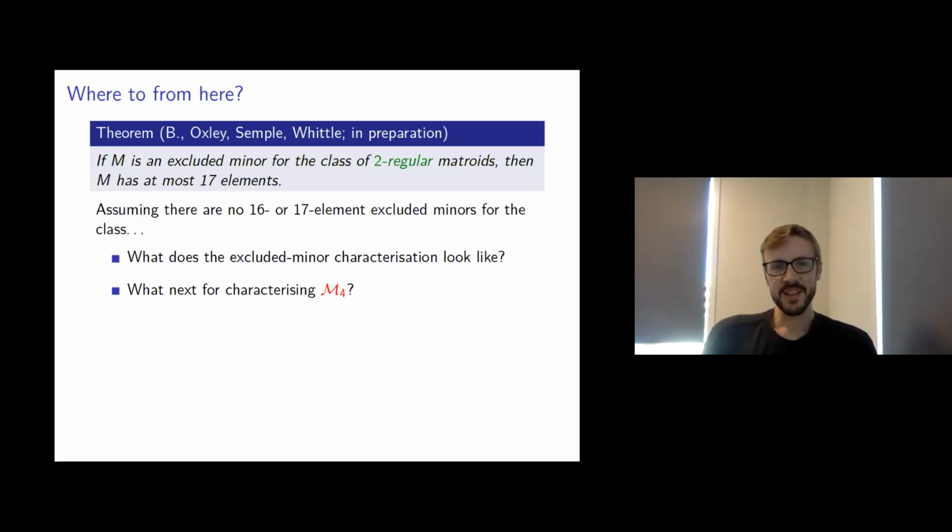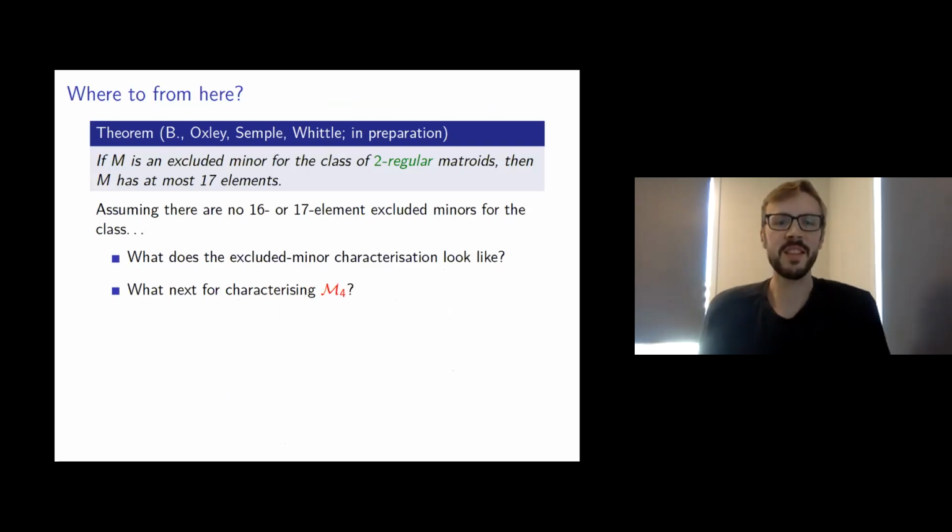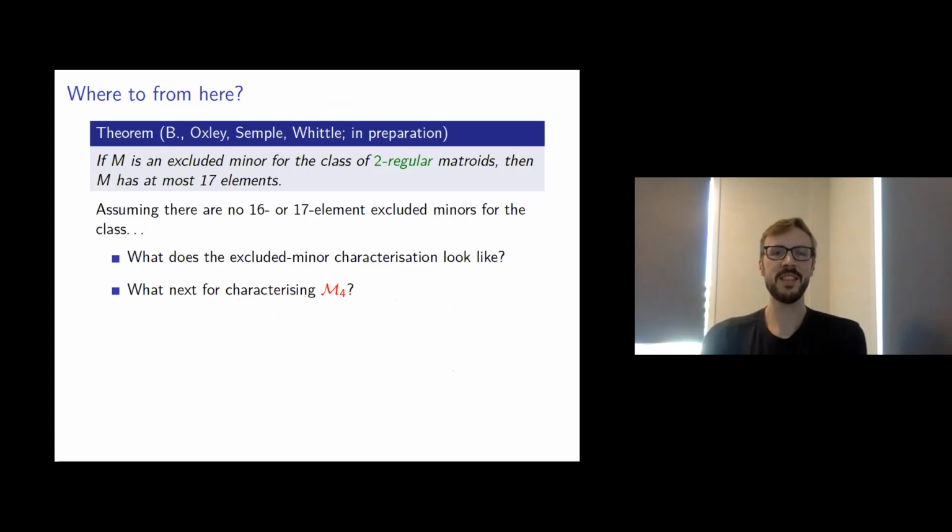Okay, so at this point, I wanted to talk a bit about future directions, what might be some interesting places to go with this result. So the first place to start is, what does the excluded minor characterization actually look like under this assumption that we have no 16 or 17 element excluded minors cropping up? And then how helpful is this towards actually characterizing the class M4?